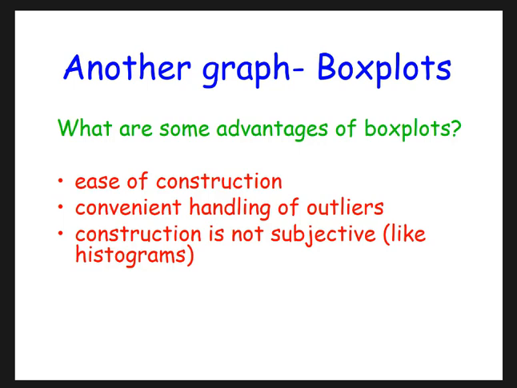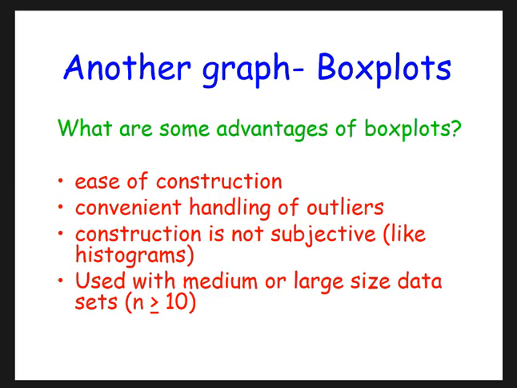A histogram is subjective, remember, because when we're dealing with continuous data, we have to group it together into groups. Well, the way you group it can affect the shape or the appearance of that histogram. We can use a box plot with medium or large sets of data, usually bigger than 10, mainly because if the data set is smaller than 10, the quartiles are not really telltale at that point. There's not a great breakdown of the data.